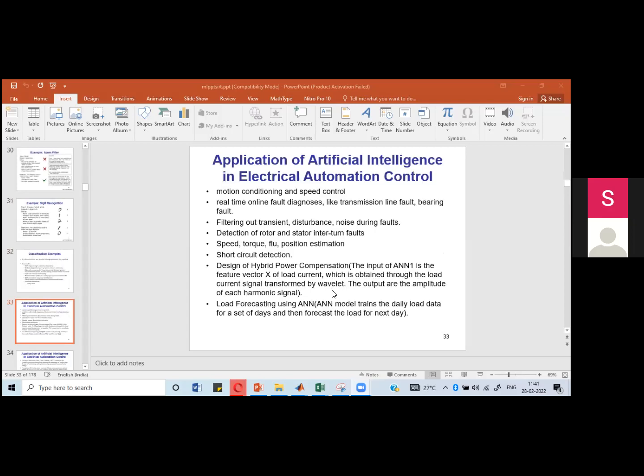See in electrical engineering where you can use it. Motion conditioning and speed control, real-time fault diagnosis like transmission line fault, bearing fault. You can use artificial intelligence or neural network or machine learning tools there. Filtering out transient disturbance noise, detection of rotor, stator, internal faults, speed, torque, flux position estimation, short circuit detection, hybrid power compensation. Here, the input is your load current and voltage, and the output will be the amplitude of each harmonic. So, hybrid power compensation. Then, load forecasting.